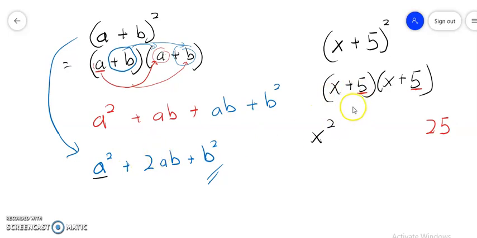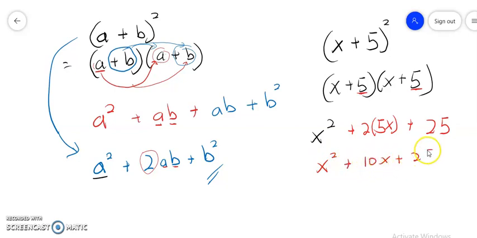And then remember a and b, you have to times together and multiply with 2. So we are going to do the same thing here. 2 multiplied with 5 and the x, you got 5x, and this is your answer, guys. x square plus 10x plus 25. This is your answer.